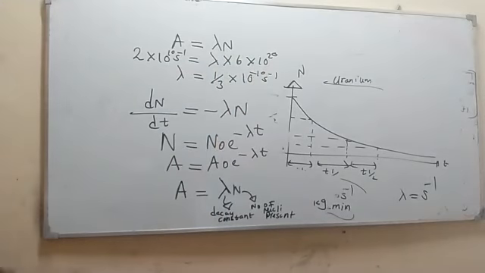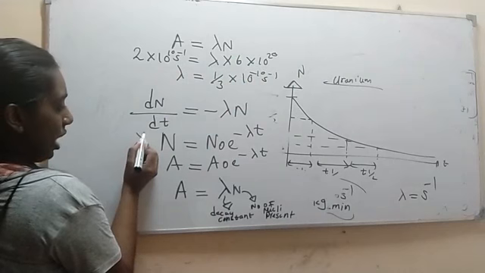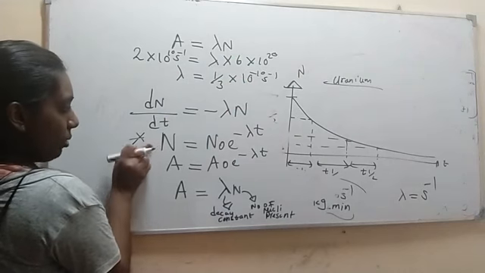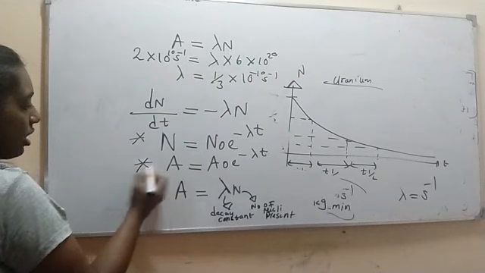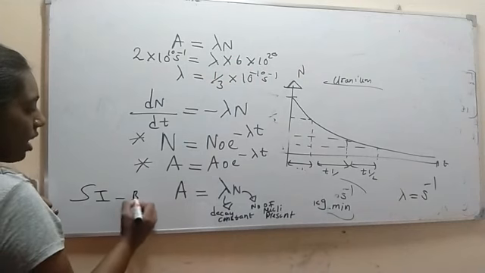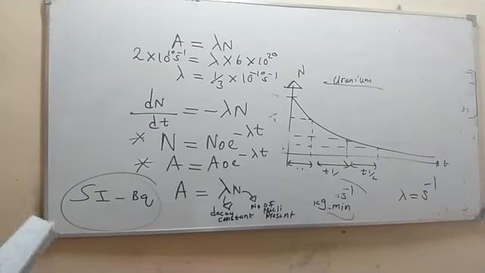That means N is equal to N naught into e to the power minus lambda t. We are talking about when it is being decayed. When it is being decayed, energy is being released. Using that energy, a reaction is happening that we call activity. The SI unit of activity we call the Becquerel. That also you should remember. Activity has an SI unit Becquerel. You know that, right? Sometimes they ask in the questions. Yes, Miss. Okay.